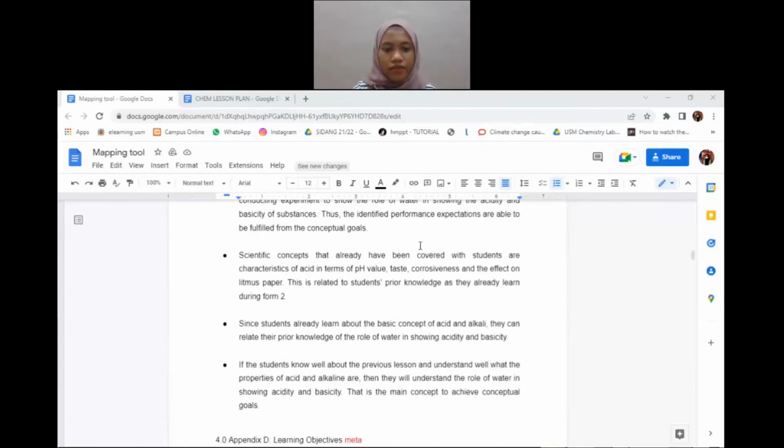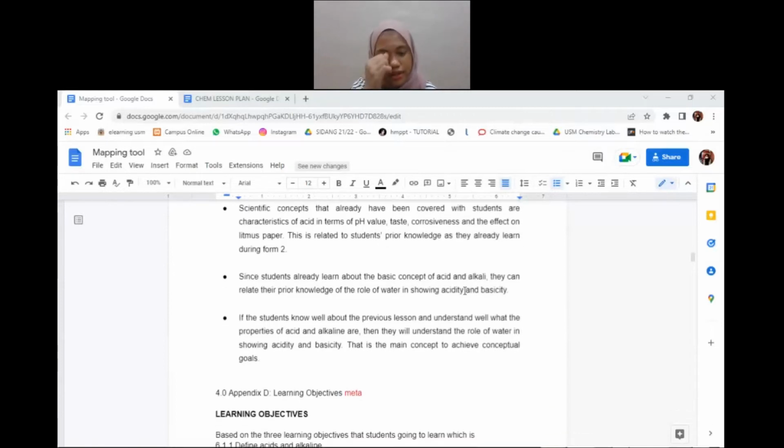Next, the scientific concepts that have already been covered with students are the characteristics of acid in terms of pH value, taste and corrosiveness, and the effect on litmus paper. This is related to the students' prior knowledge that they already learned about acid and alkali during the Form 2 lessons. Since students already learned the basic concept of acid and alkali, they can relate their prior knowledge to the role of water in showing acidity and basicity.